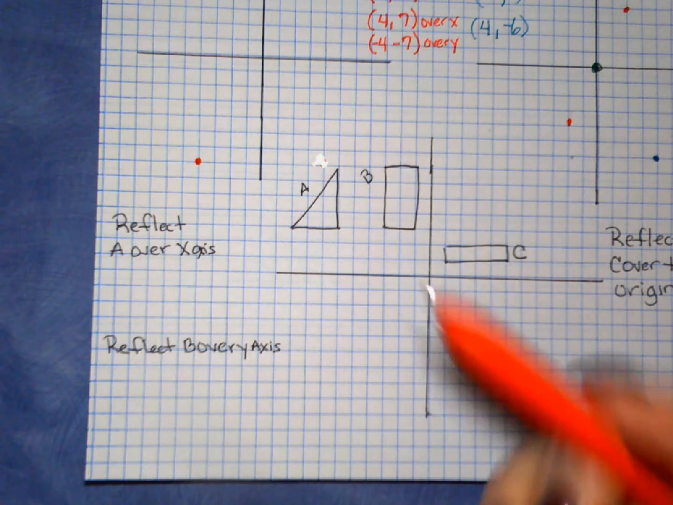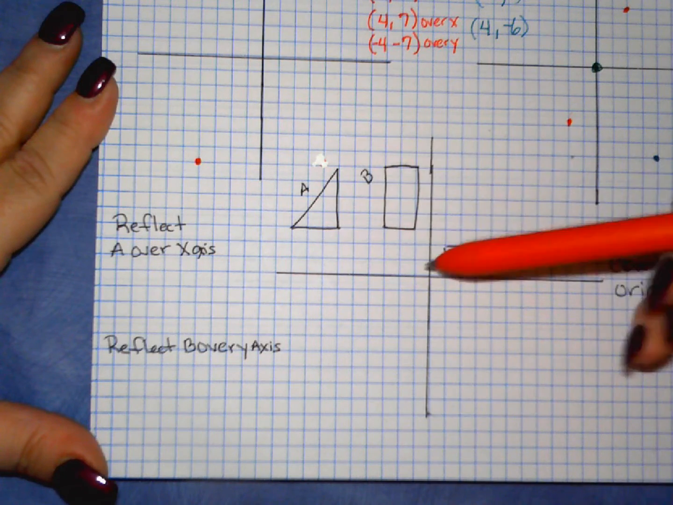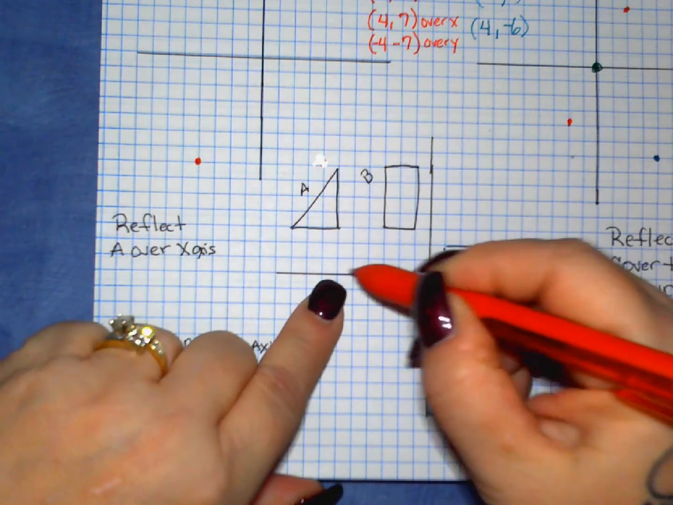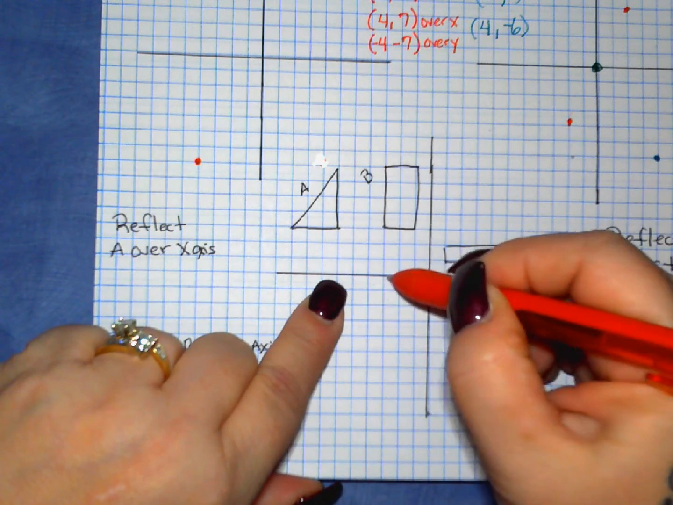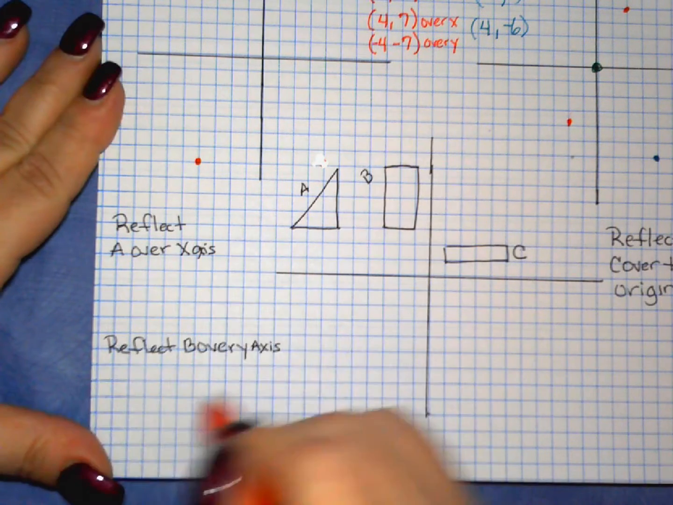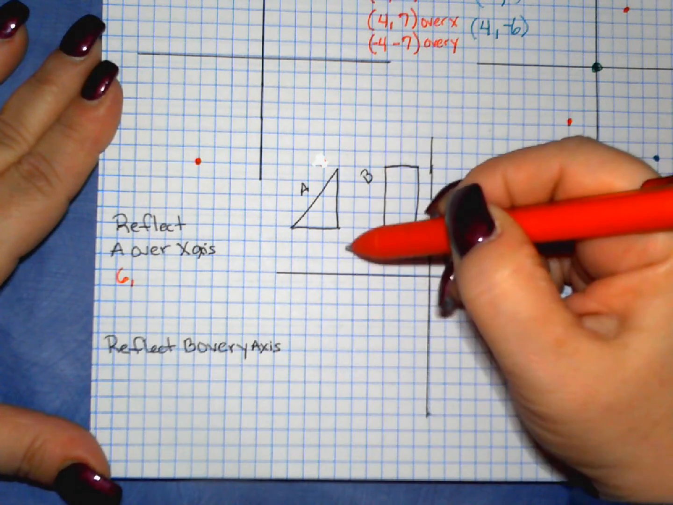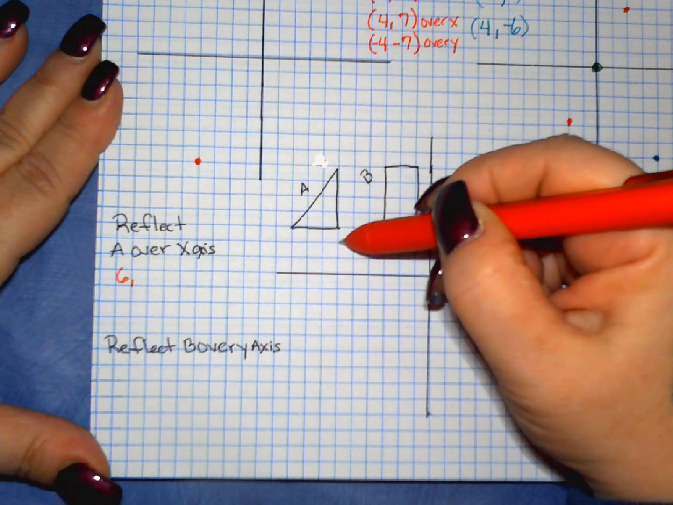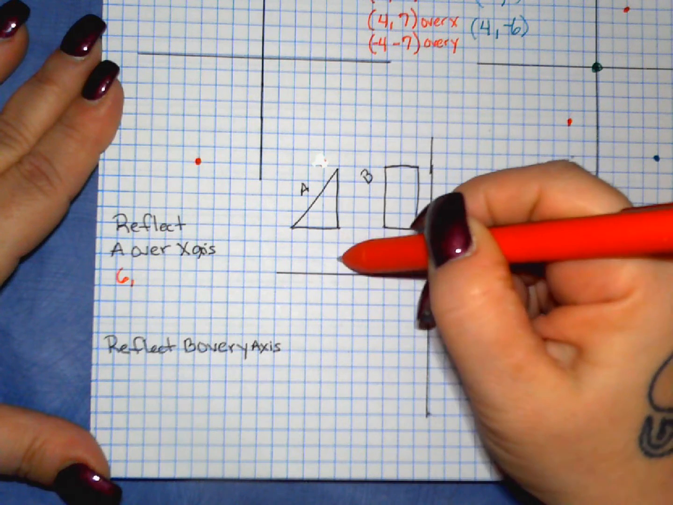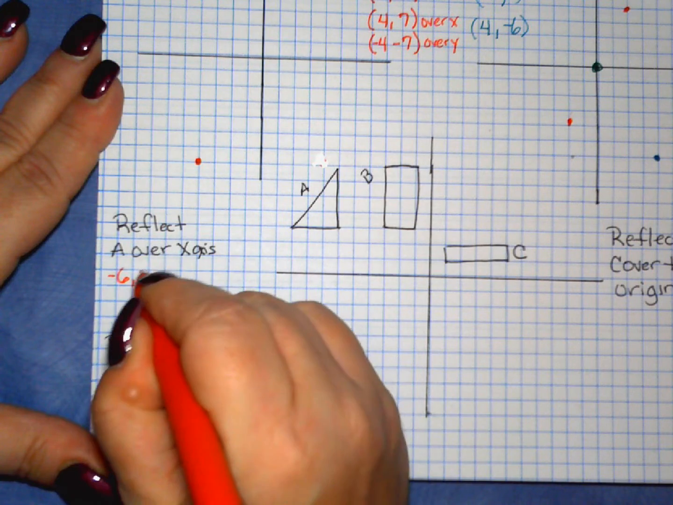So let's find all the points of A, okay? If I come over to find this corner, I can see that it's 1, 2, 3, 4, 5, 6. So the x is 6. And then it's 1, 2, 3. Sorry, I'm finding this corner. So it's -6, 3.